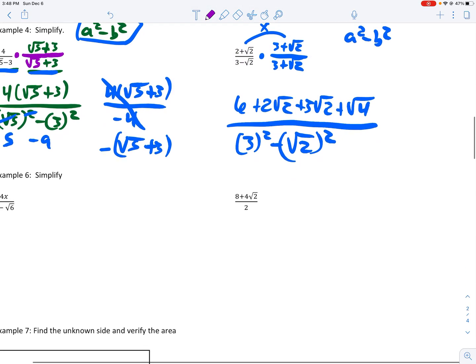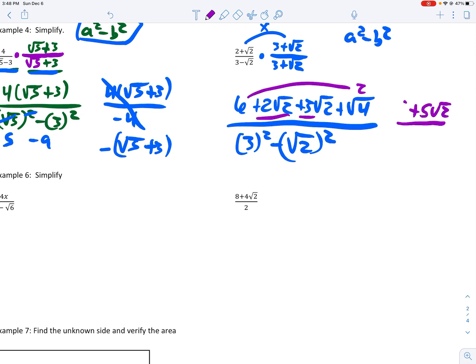So in the numerator, root 4 is 2. You have 2 and 3, so you have 5 root 2. And 6 plus 2 is 8. In the denominator, we have 3 squared, which is 9. Root 2 squared, those reduce, so it's just 2. So there you go. You get 9 minus 2, which is 7. So it's 8 plus 5 root 2 over 7.